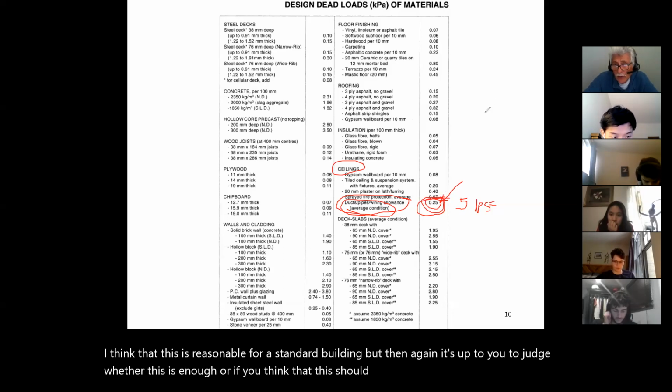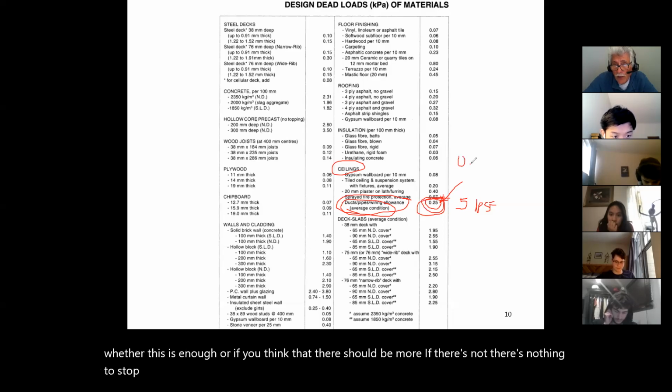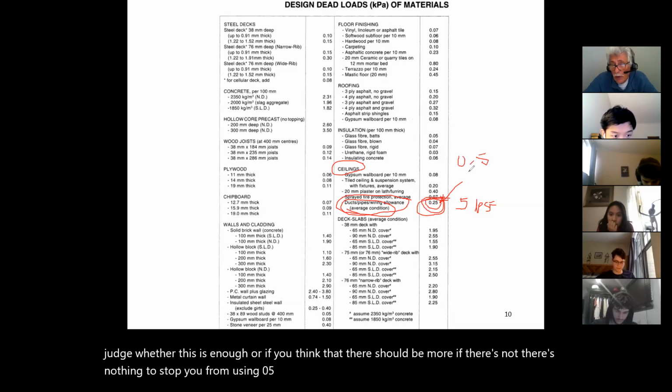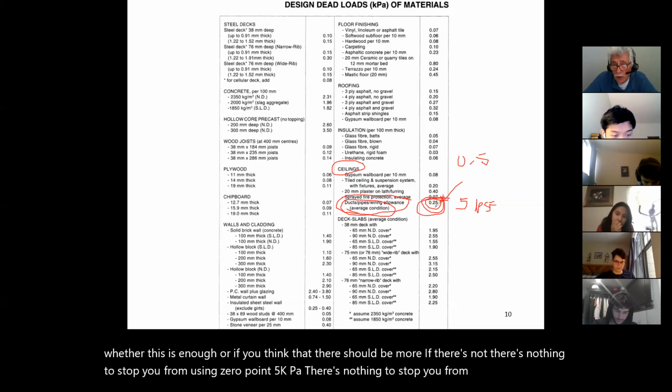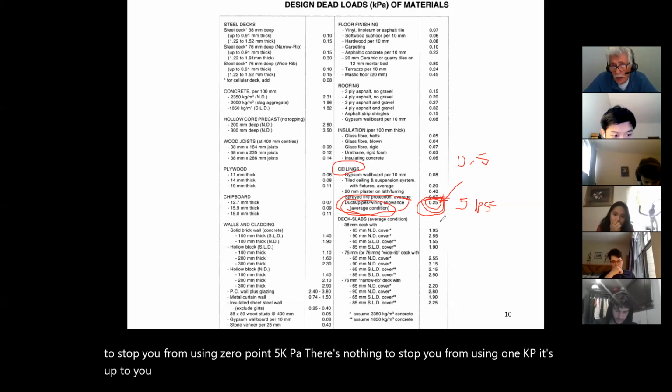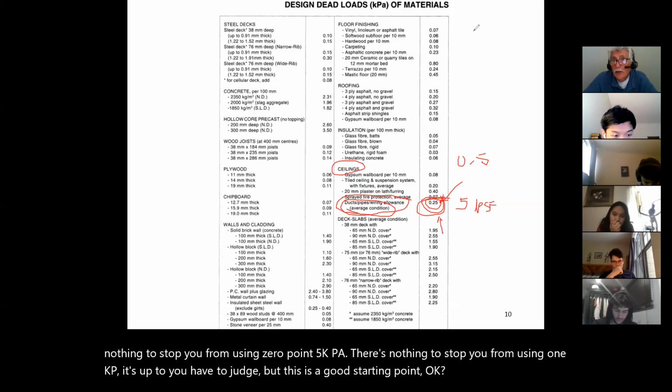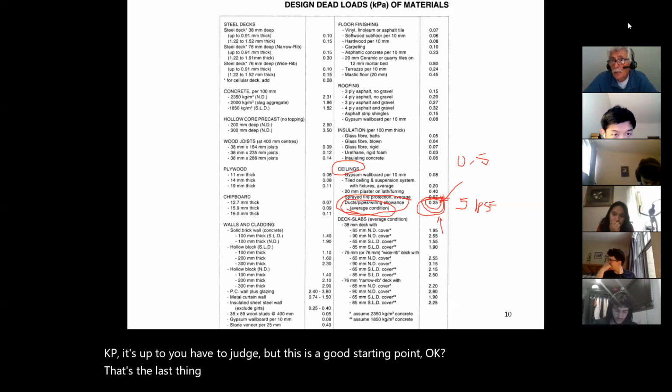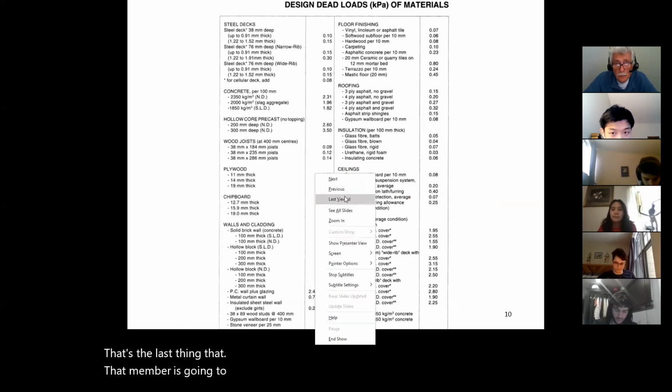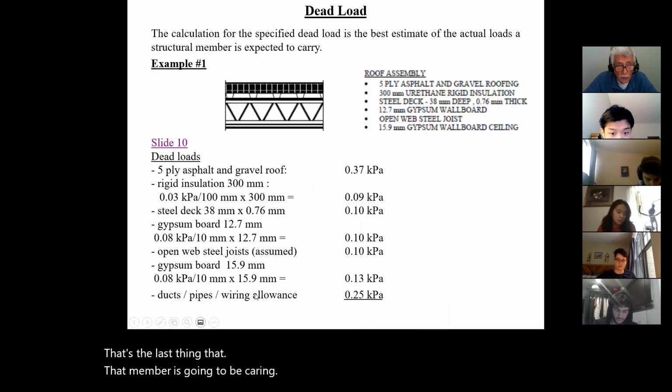There's nothing to stop you from using 0.5 kPa. There's nothing to stop you from using 1 kPa. It's up to you. You have to judge, but this is a good starting point, okay? So that's the last thing that that member is going to be carrying.